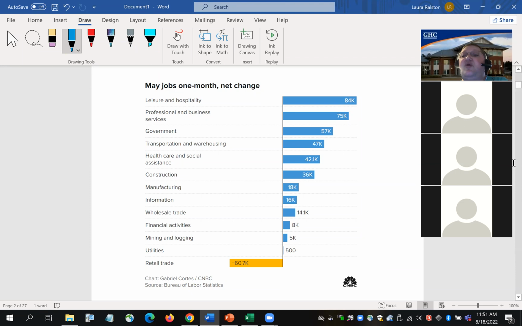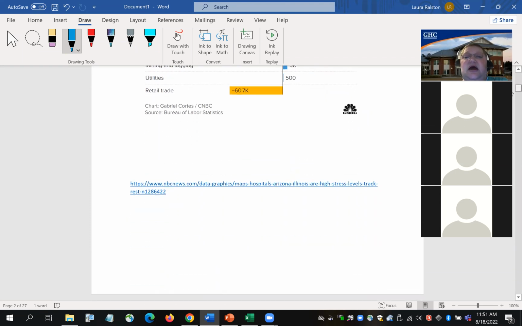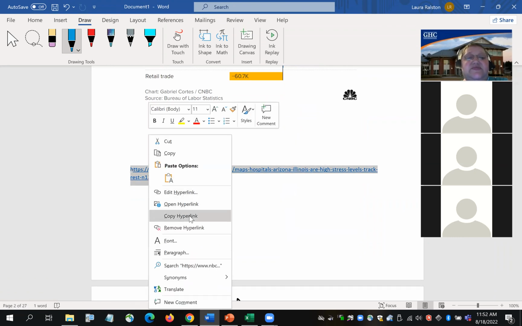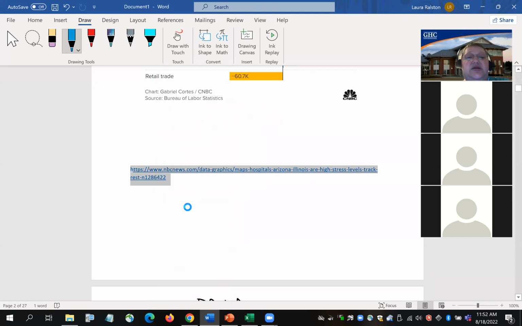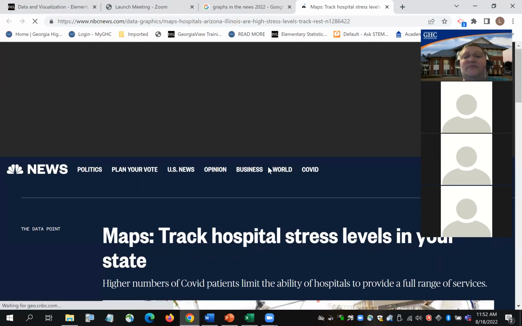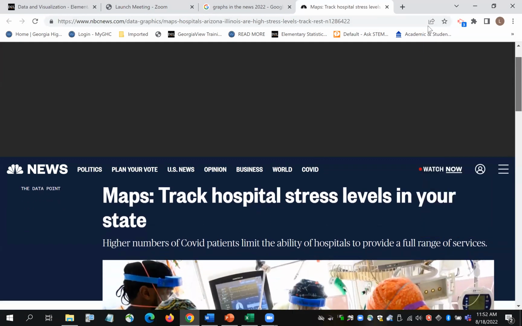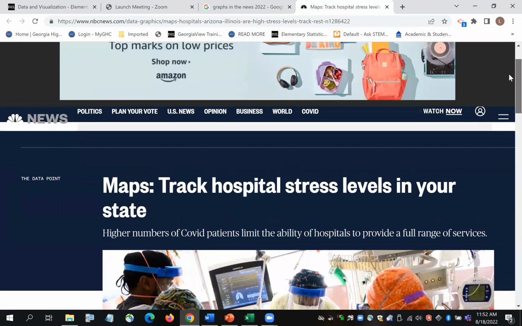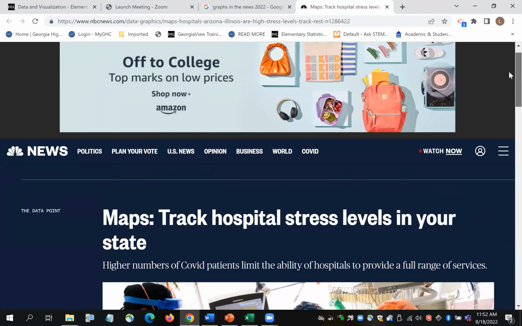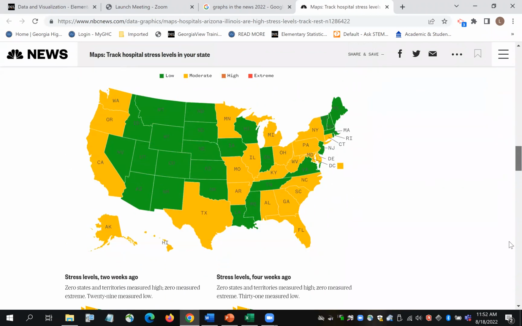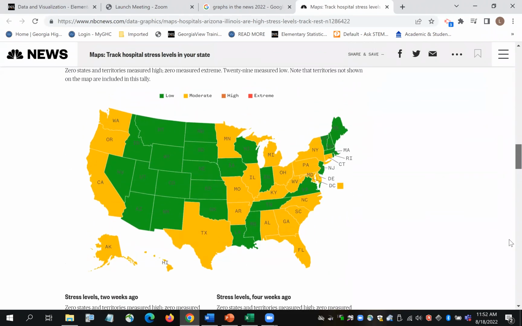Okay, I want to show you one more. Again, this is a bar graph. I'm showing this one to show you what they do sometimes, especially in news reports. This one uses a map, and it is actually tracking hospital stress levels in the various states.